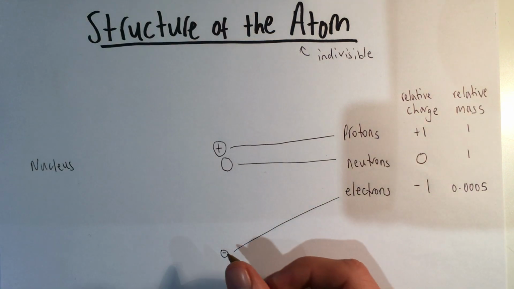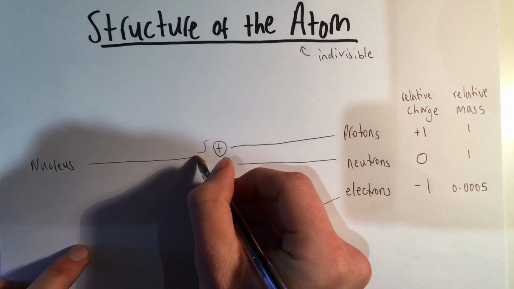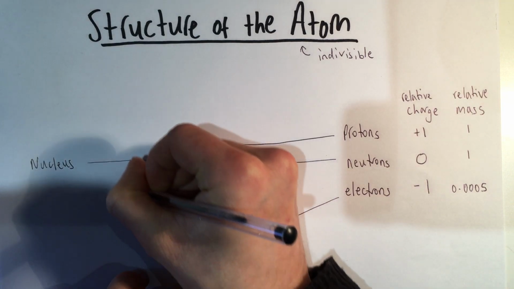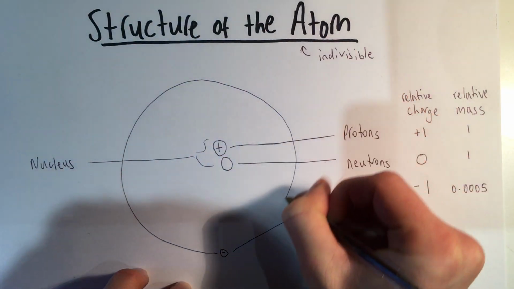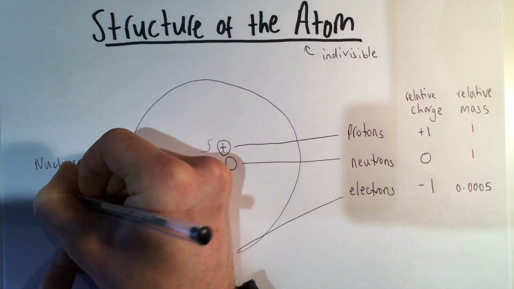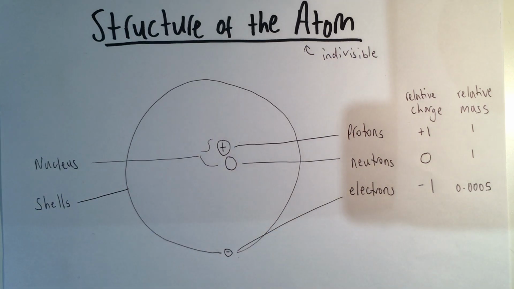The other thing we know is that the protons and neutrons are in the nucleus, and the electrons Niels Bohr discovered are in these electron shells, which is where they've got to stay.